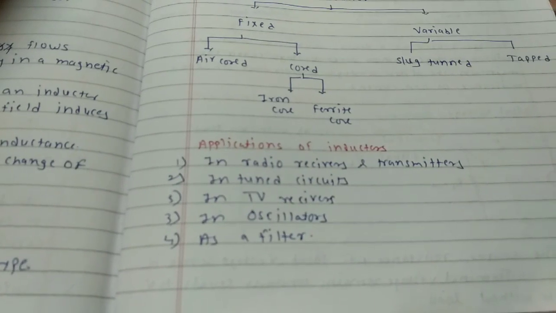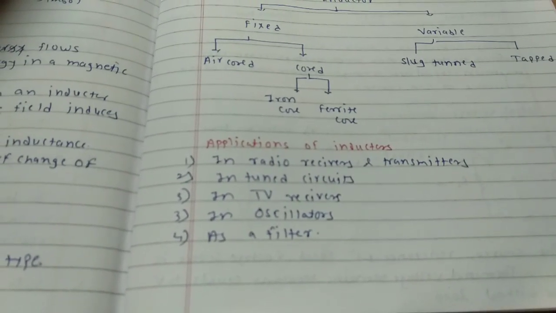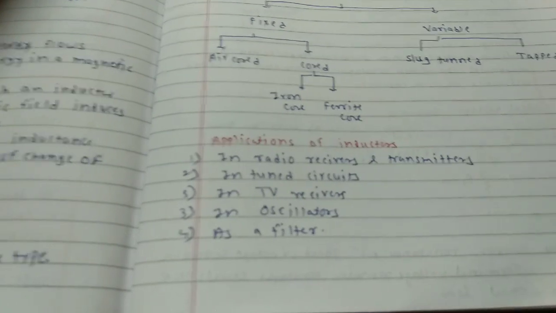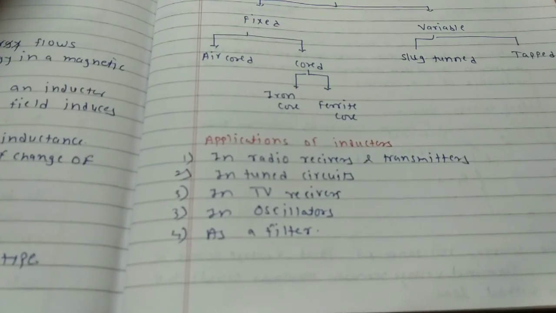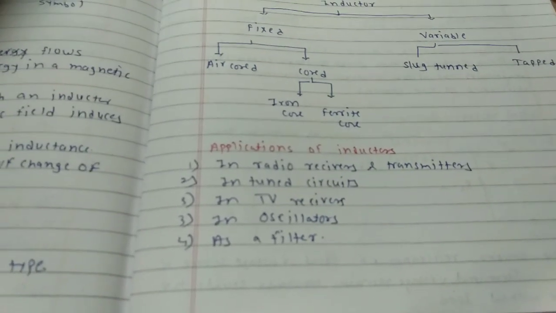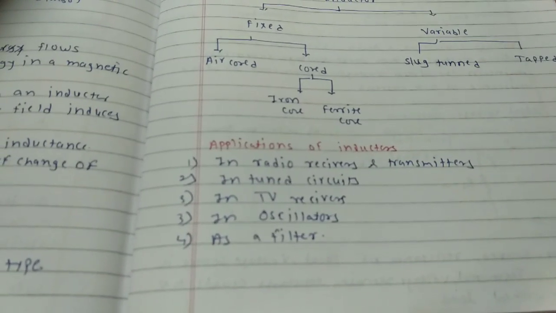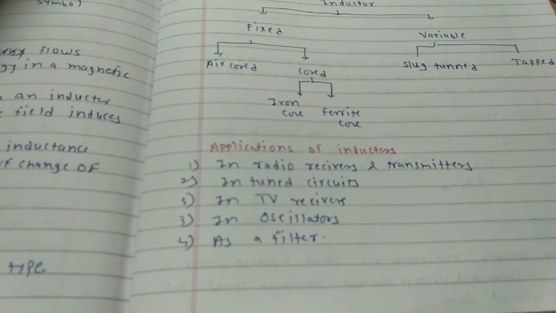In radio receivers and transmitters, it is used in tuned circuits, in TV receivers, in oscillators, or it can be used as a filter. This application of inductor as a filter we will see in a chapter on rectifiers.